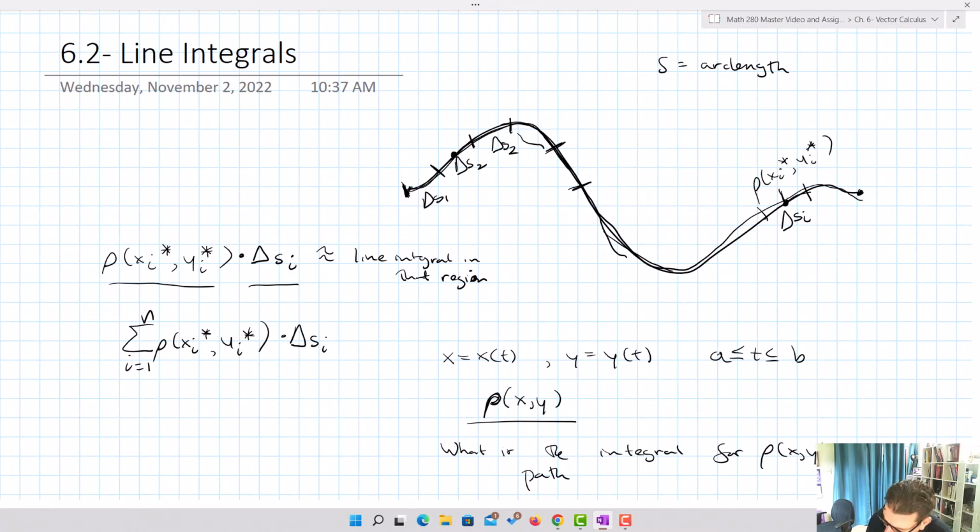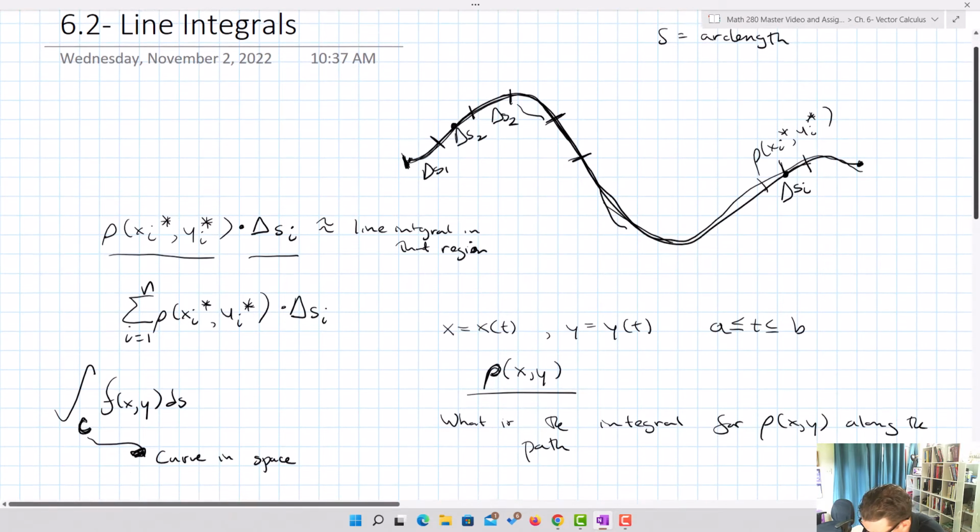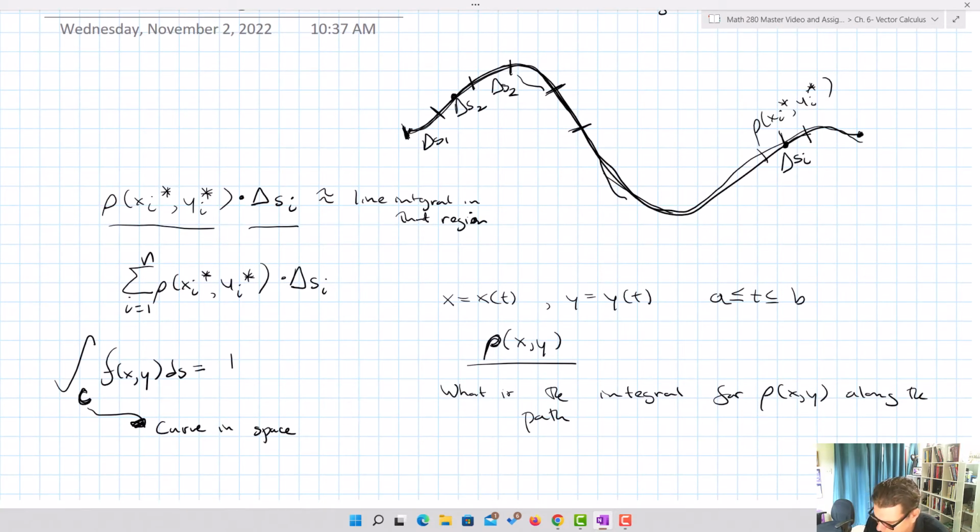And so consequently, our integral on C, and C is called the curve, the curve in space, and that's how we denote it. It's kind of like when we had the double integral over R, or the triple integral over D. It's the same idea. The integral over C of f of xy ds equals the limit as n goes to infinity of the sum, i equals 1 up to n, rho of xi star, yi star times delta si.